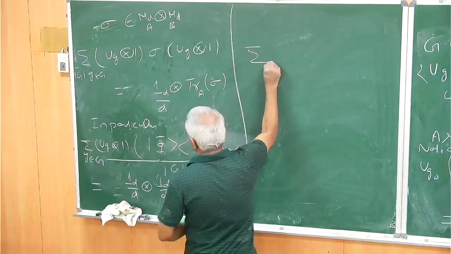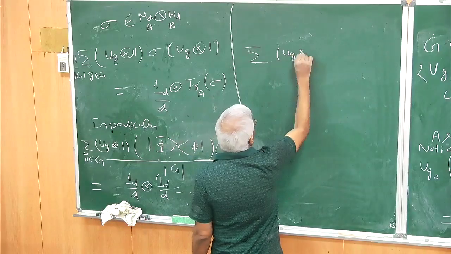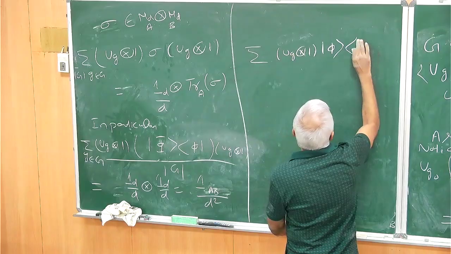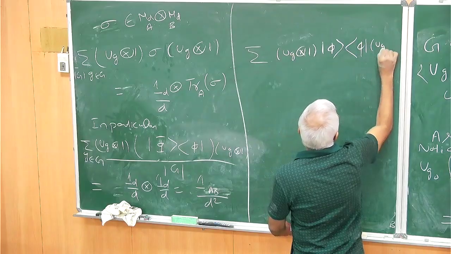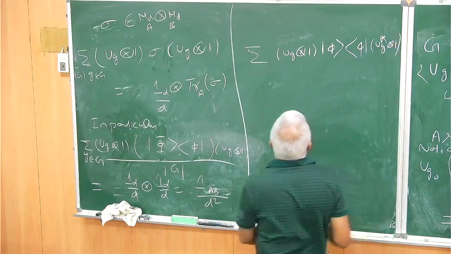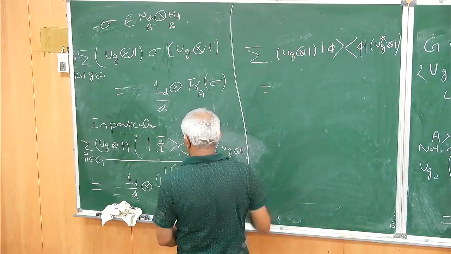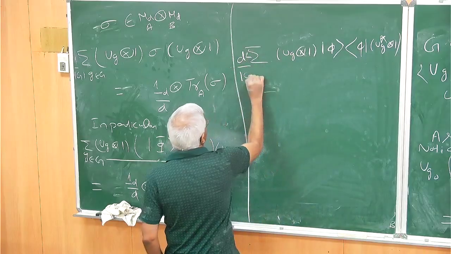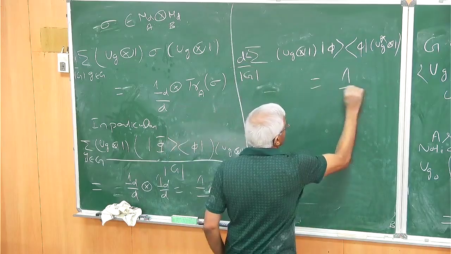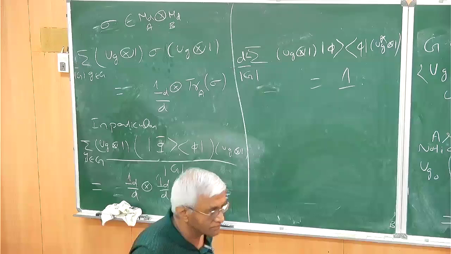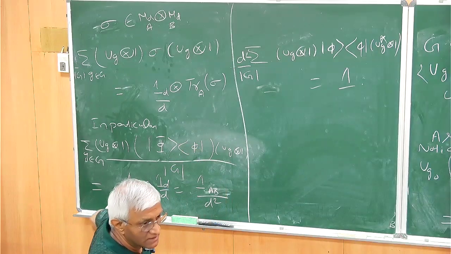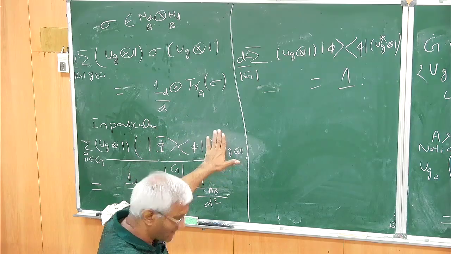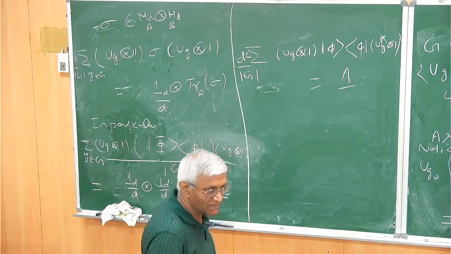So from all these things, we get that (UG tensor 1) P (UG star tensor 1), the same thing, summed over G, is equal to D square by mod G, equal to 1. Correct? That's the summation over G. So this gives a POVM, positive operator valued measurement. That's all; that's what we have done all this for. This gives a POVM.